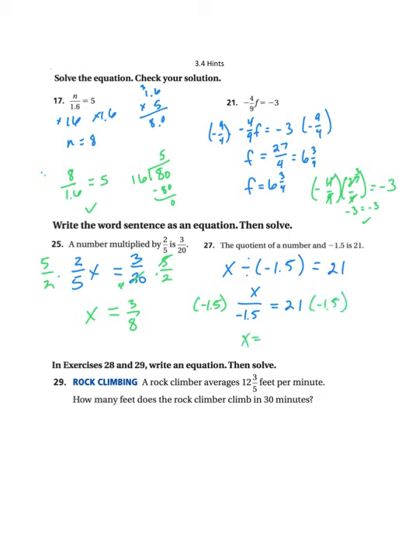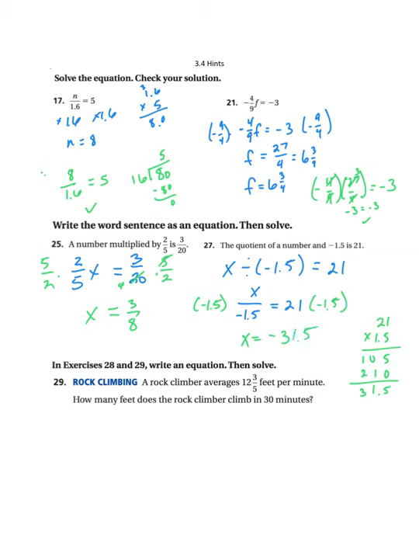So we get x equals, and then we can do 21 times 1.5, 0 placeholder. Put my decimal where it belongs, and I have negative 31.5.